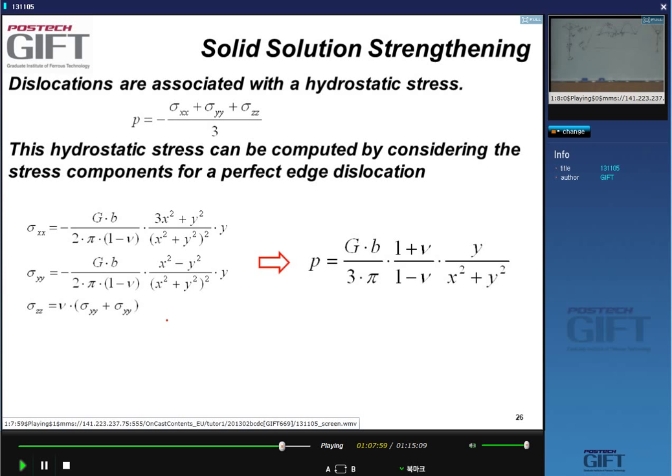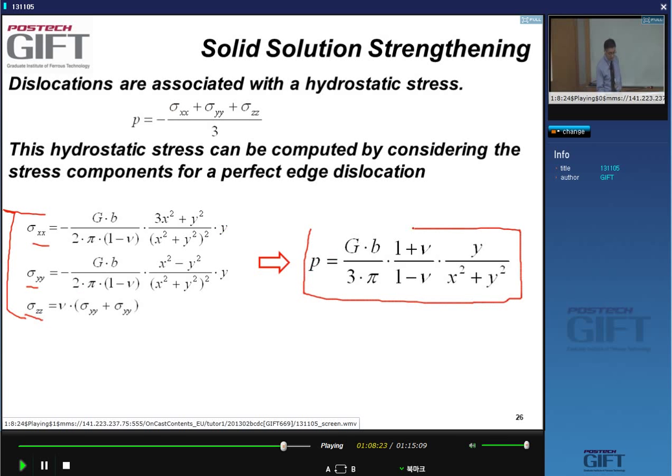Let's have a look at how much this is. How would you compute it? Well, you look for sigma xx, sigma yy, sigma zz in the previous lectures, for an edge dislocation. These are the formulas. If you make the sum of these three and divide by three, this is what you find. This is the hydrostatic stress associated with an edge dislocation, and it's a function of the position in space around the dislocation.